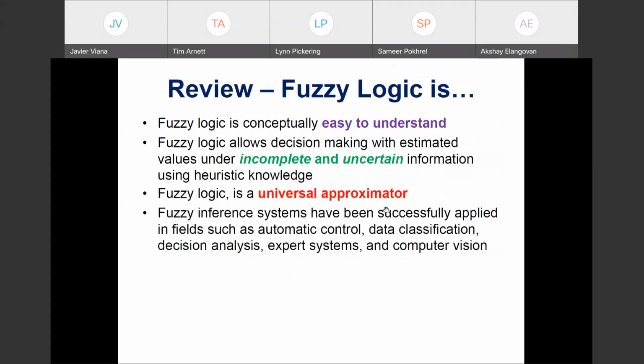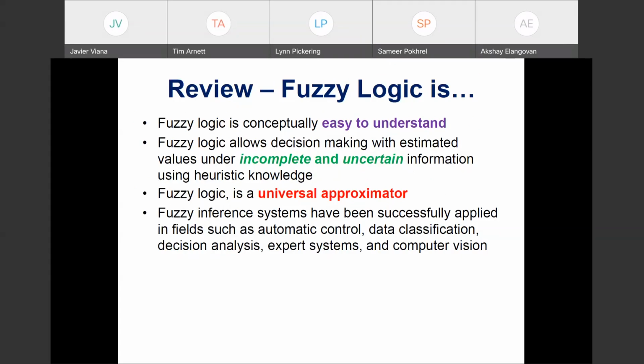Okay, so these were the slides that were mainly focused on fuzzy logic. Next up, we have fuzzy inference systems, which is using fuzzy logic to perform that input to output mapping. But to review, fuzzy logic is conceptually easy to understand. It allows decision making with estimated values under incomplete and uncertain information. That's one of the big things. It is a universal approximator given certain properties.